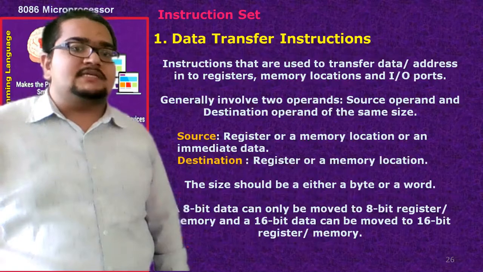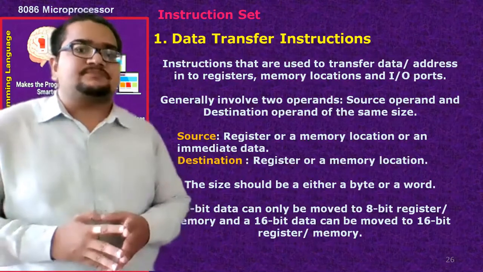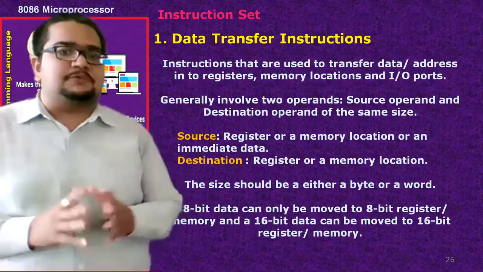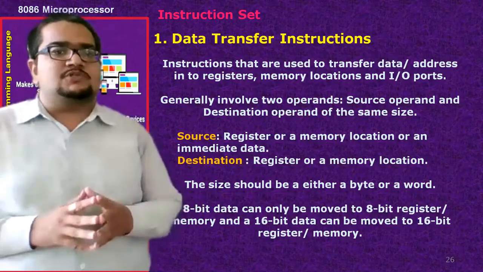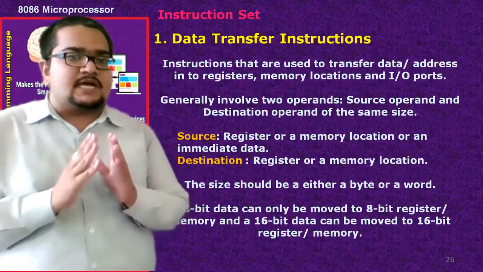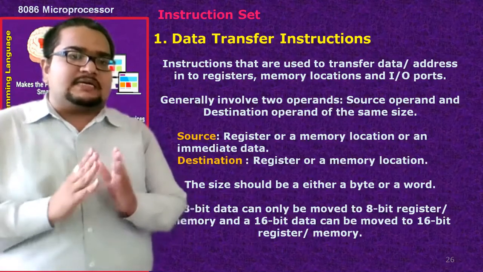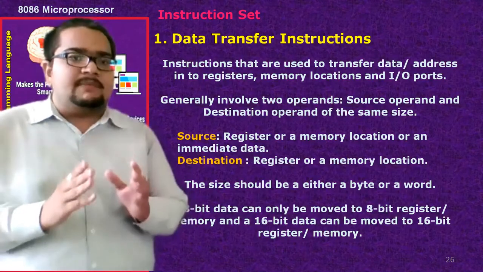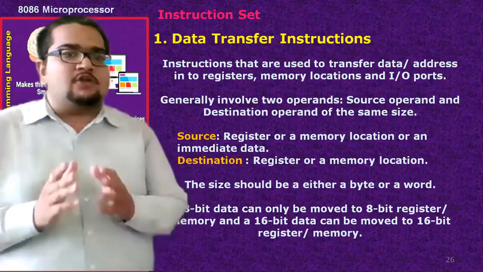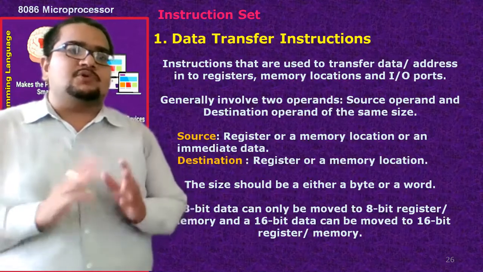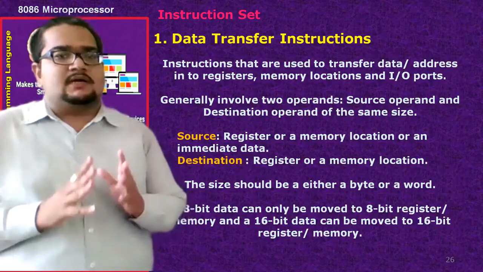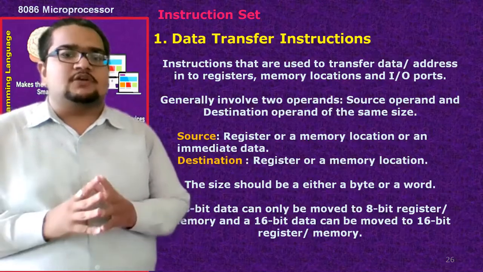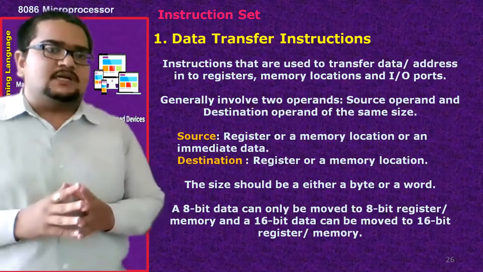Let us start by discussing the data transfer instructions. The data transfer instructions are used to transfer data and addresses into registers, memory locations and IO ports. All sorts of instructions meant for transferring data from one place to another place. That other place could be memory to register, memory to IO port, register to IO port, IO port to register. All such transfers are done with the help of data transfer instructions. So we shall talk about the data transfer instructions now.